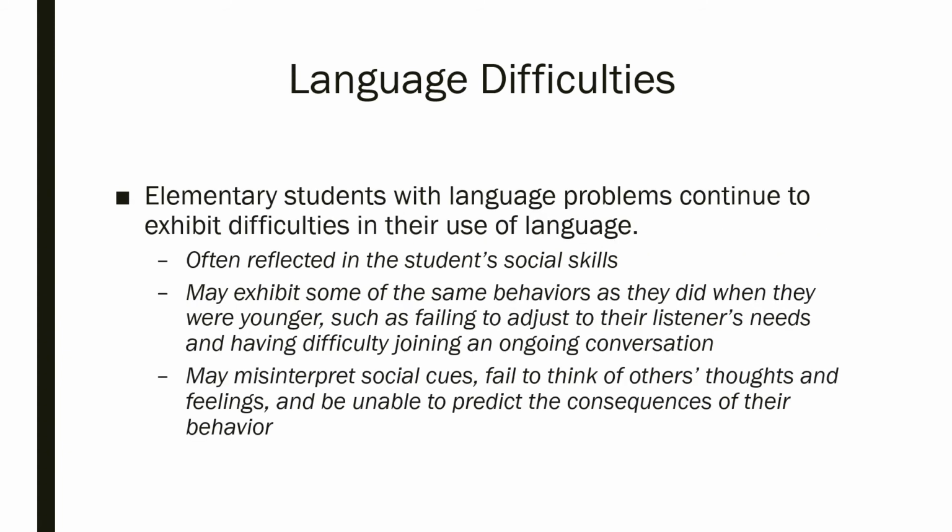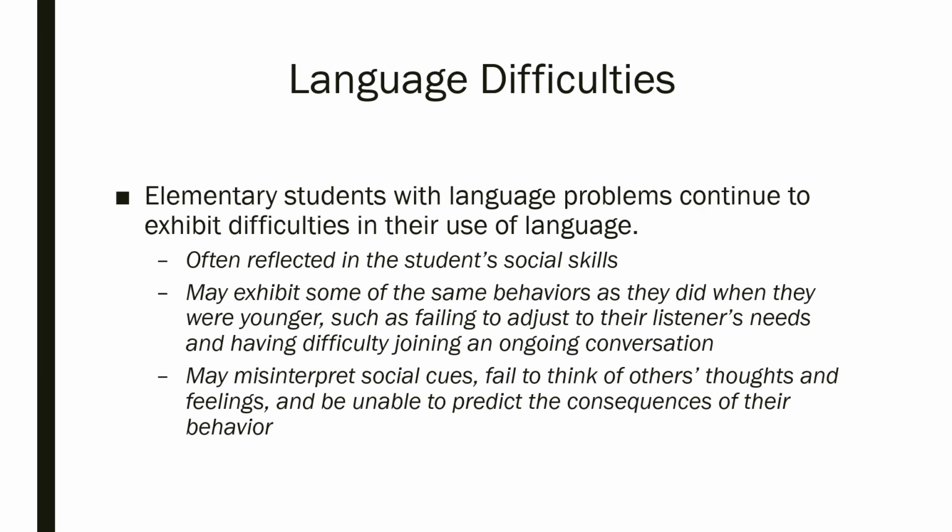Students with language difficulties may also see consequences in their social skills. They may revert back to some behaviors that they had when they were younger, and they may misinterpret social cues, fail to think of what others might be feeling, and they may be unable to predict the consequences of their behavior.